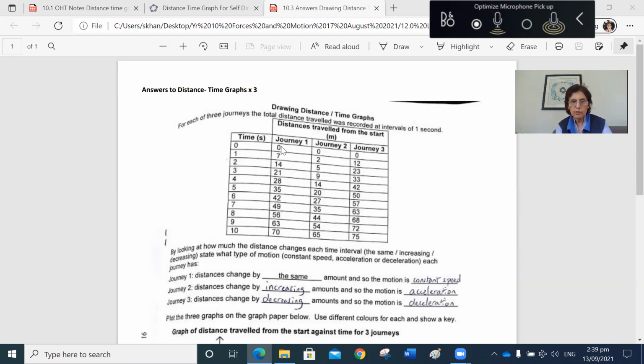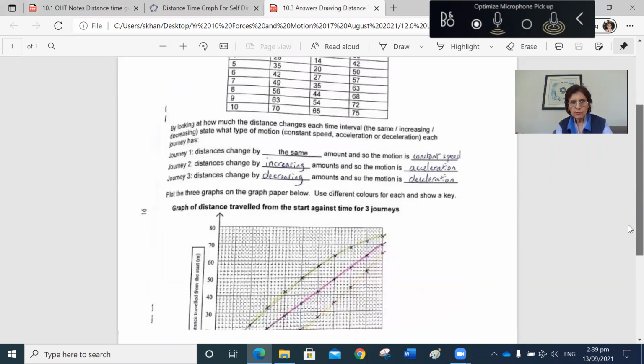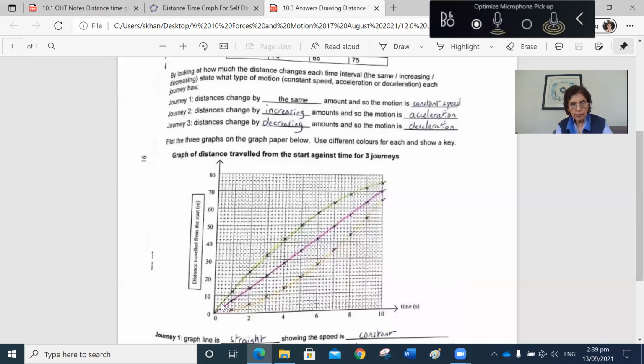So we can figure out the speed from the information, or it will be easier to actually draw a graph. If we draw a graph, if you look at the middle one, after 1 second, it had traveled 7. After 2 seconds, it had traveled 14, which is the 14 meter mark. And then at 3 seconds, it's the 21 meter mark. So we see the shape of the graph is a straight line.